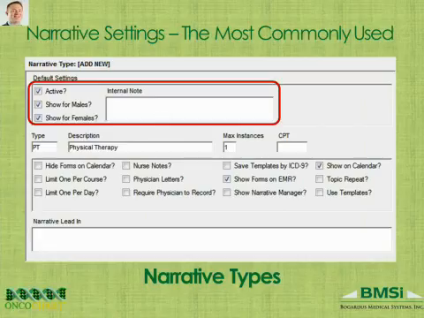Save templates by ICD-9 allows users to save a narrative of this narrative type as a template at any time. This functionality was designed for clinical treatment plans, but can also be useful for other narrative types. Topic repeat is meant for narratives that are done more than once a day and can be bundled together into a single narrative report. Basic dosimetry and port films are a couple of examples.